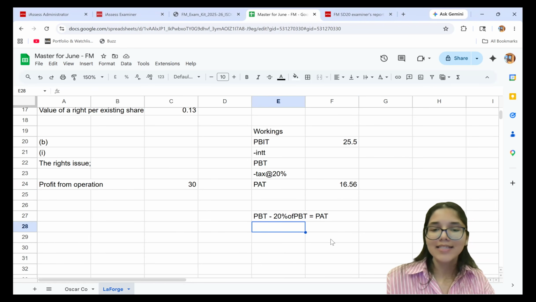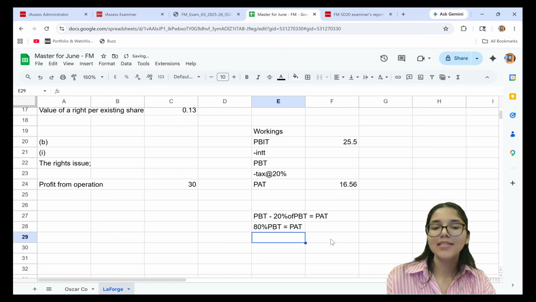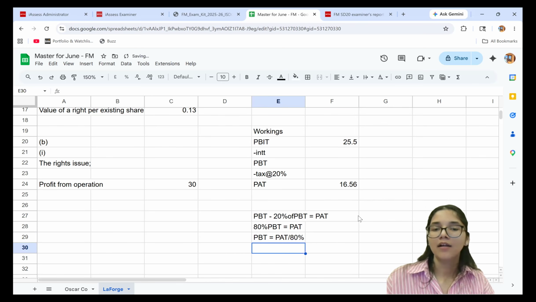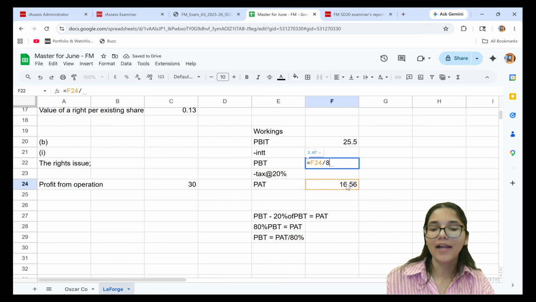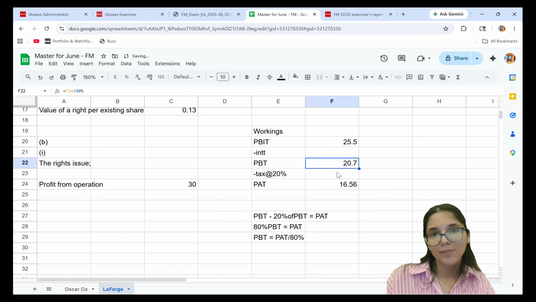Yes. So what can I say? I can say that 80% of PBT is actually equal to PAT. So that means if I want to find out the value of the PBT, PBT will simply be equal to PAT divided by 80%. So here I'm going to enter this number, PAT divided by 80%. So this way I have calculated 20.7 will be my PBT.